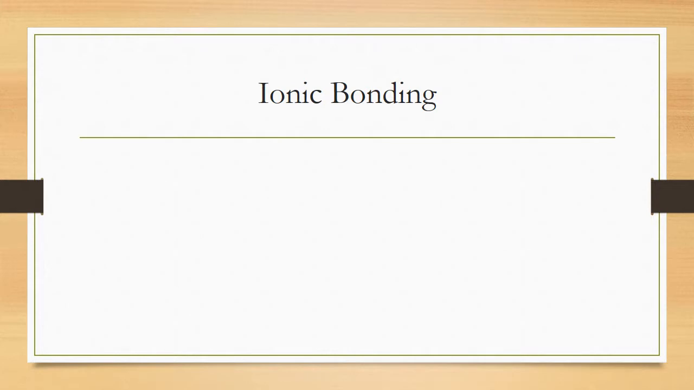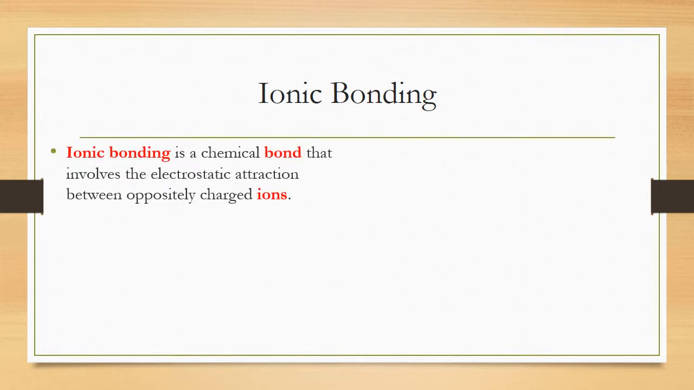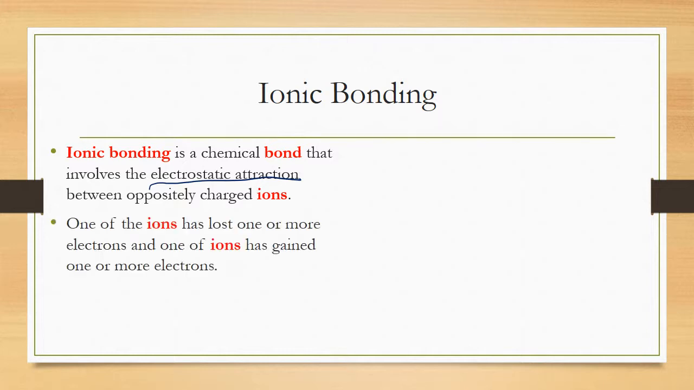So the bonding between the ions that we just looked at is called ionic bonding. Now, ionic bonding is a chemical bond that involves the electrostatic attraction between oppositely charged ions. Now, what does electrostatic attraction actually mean? Well, you might learn in physics that positive charges and negative charges are attracted to each other. That's known as an attraction which is electrostatic. It involves electricity, positive and negative charges.